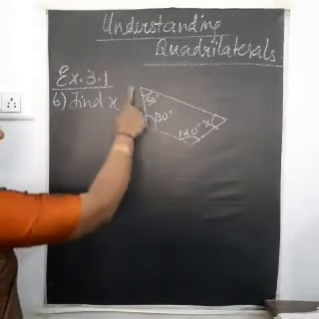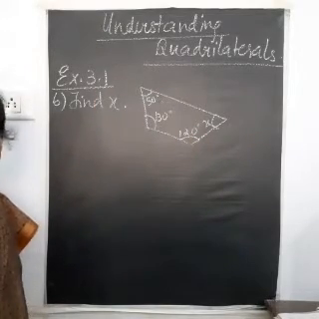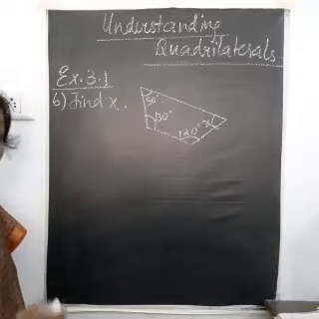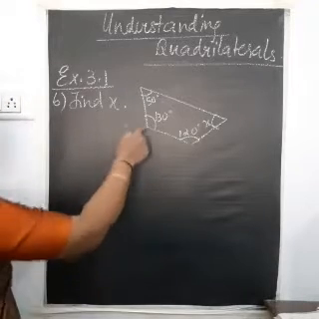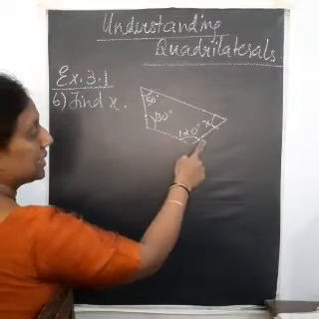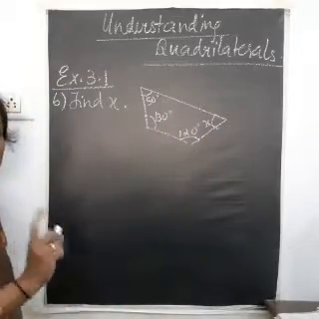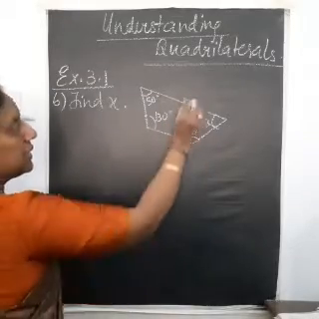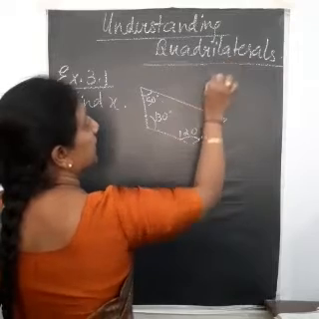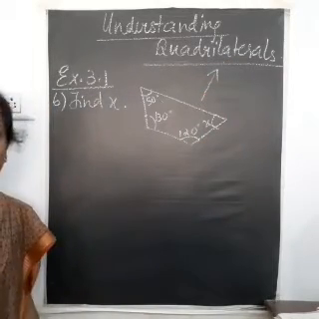Now, what type of figure is this? It's a trapezium, no doubt, but how many sides are there? 1, 2, 3, 4. So when there are 4 sides, what is it called? It is called a quadrilateral, correct?